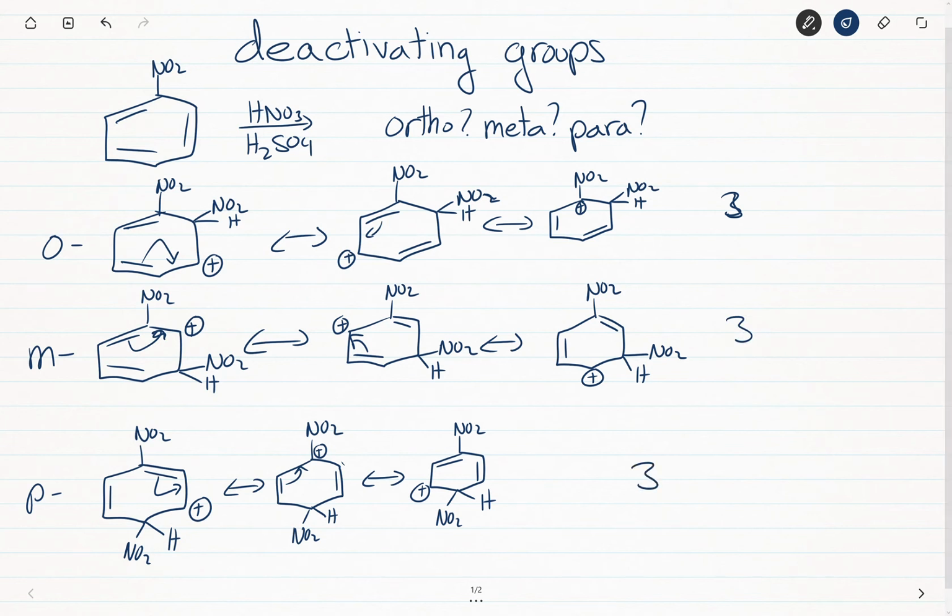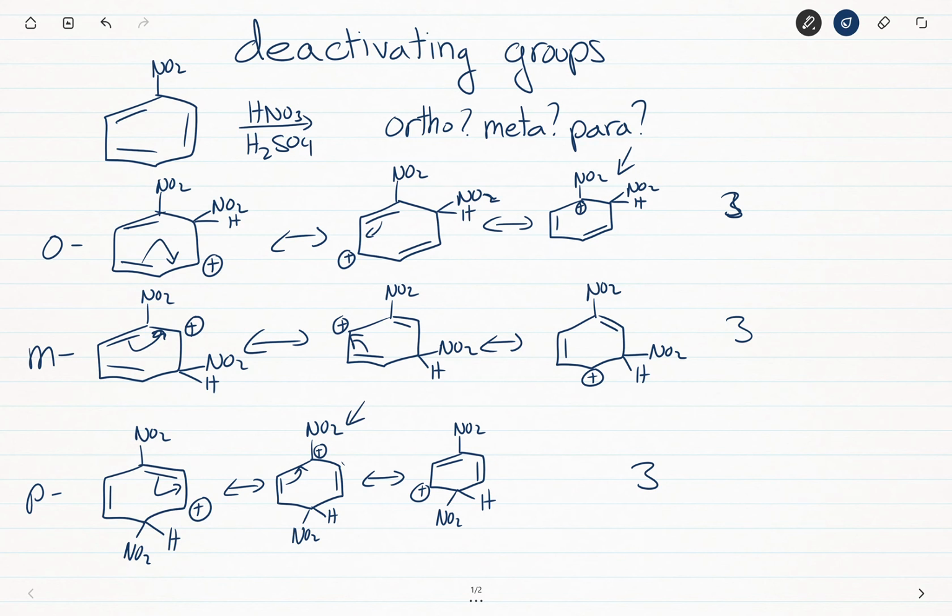We can't distinguish which one is more stable based off of the number of resonance structures. But there is information here that will tell us which position is more favored or is going to be the major product. When we take a look at the ortho and para, the positive charge lands on the carbon. So in this example here, the positive charge landed on the carbon that has the nitro group attached to it. And in this position on para resonance, again, the positive charge landed on the carbon with the nitro group attached.